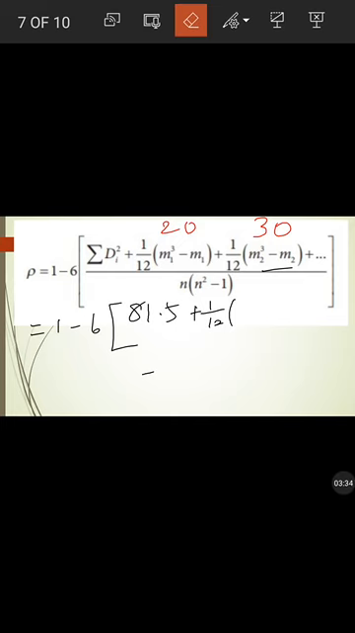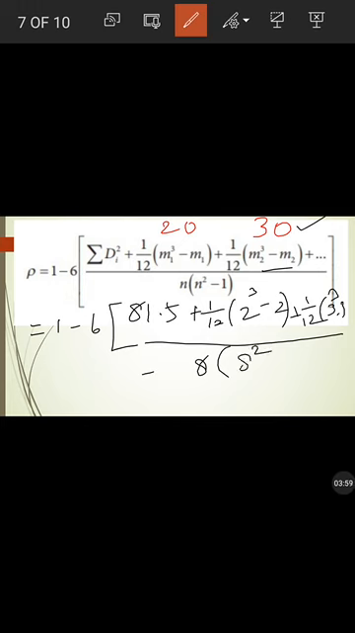So 1 by 12 into, first, how many times was 20 repeated? 2 times. So 2 cube minus 2, plus 1 by 12 into, here, how many times was 30 repeated? 3 times. So 3 cube minus 3, divided by 8 into 8 square minus 1. So always remember, in the place of m, how many times is 20 repeated? 2 times. How many times is 30 repeated? 3 times. So accordingly we have to write in the place of m.